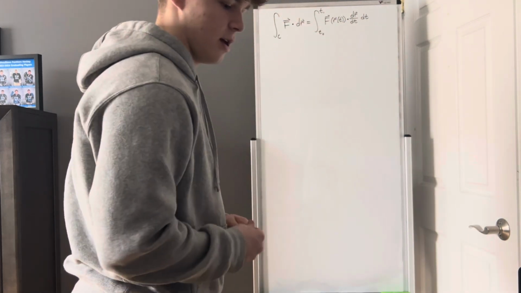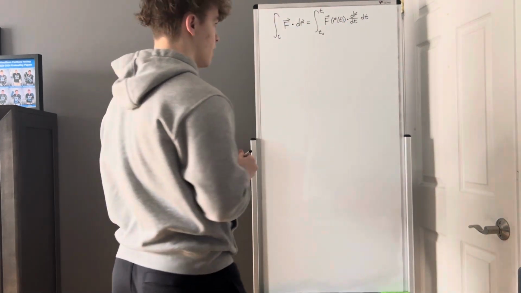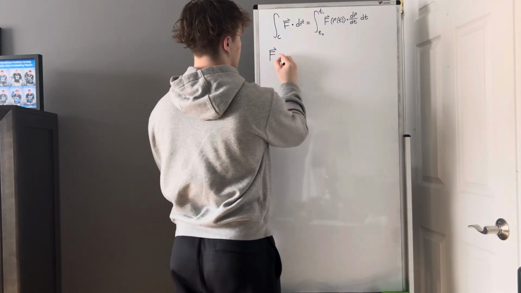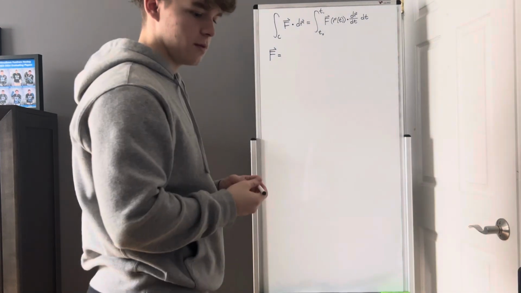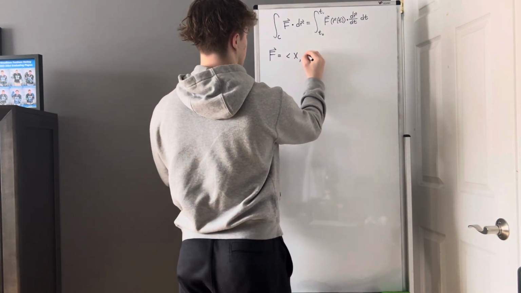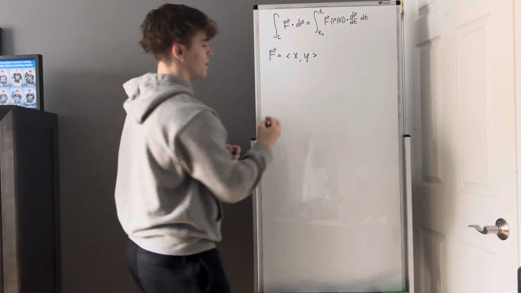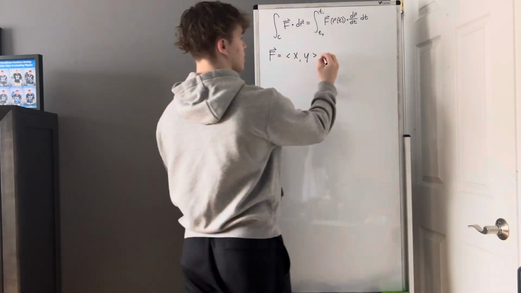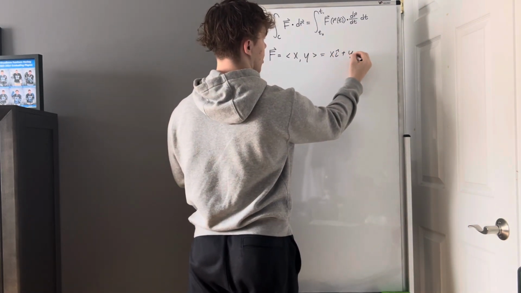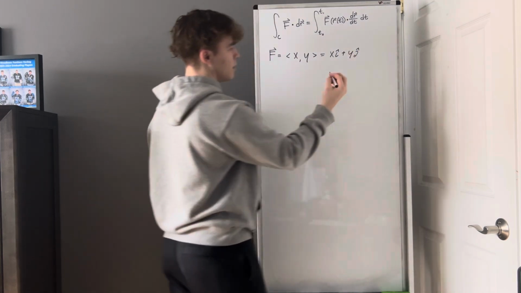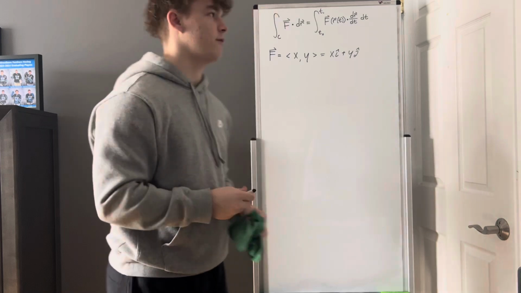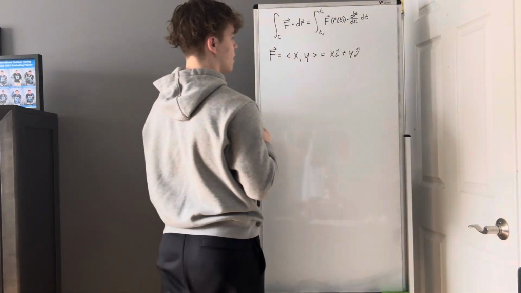Our example is the vector field F, which equals x, y. You could also write this as x i hat plus y j hat. You may see these in both forms depending on what type of vector calculus you are taking or studying.